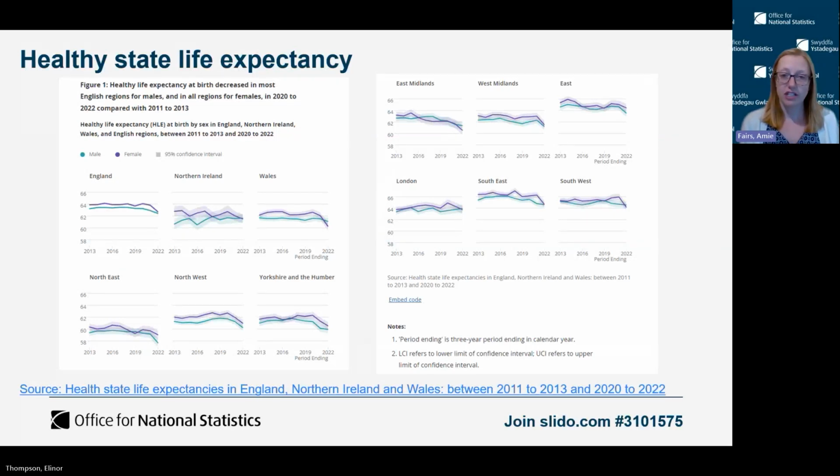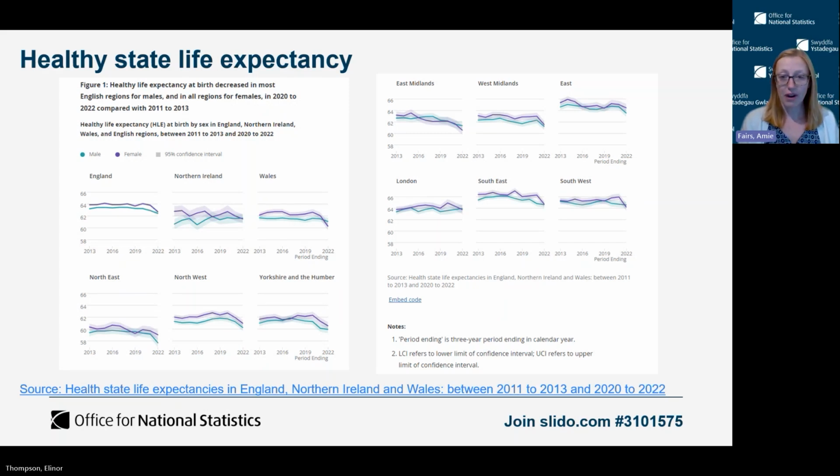And what's particularly interesting about this that you can go away and have a look at is to look at your own region and see what the healthy state life expectancy is in your region. So in the left figure here, on the very bottom left, you can see the northeast healthy state life expectancy hovers at around 60 to 61 years for males and females. Whereas on the right hand white figure box in the middle, the southeast, it's hovering at around 66 years. So you can see that there are these regional differences.